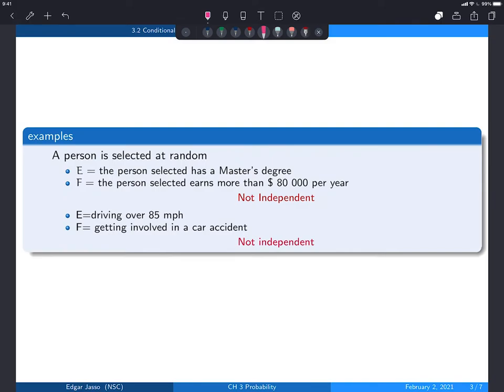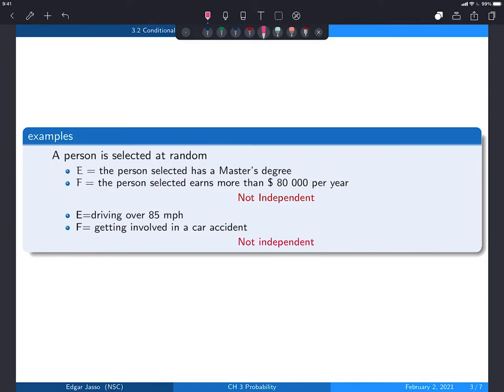You ask them, what is the highest level of education, and what is their annual income. So the example I'm trying to point out is that knowing the person has a high degree of education is going to change the probability that the person makes 80,000 or more. It's not a guarantee, but it would certainly change the probability. So these events are not independent.